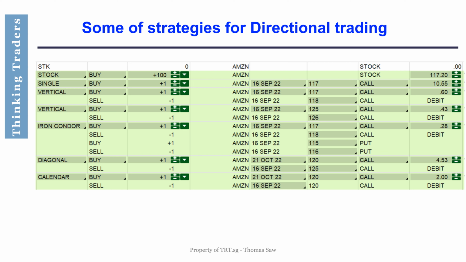You can buy Amazon shares at $117.20, so 100 shares is about $11,720. You can buy a straight call for unlimited profit for $10.55, which means $1,055. Or you can buy an at-the-money spread for 60 cents. Or you can buy an out-of-the-money spread for 43 cents.